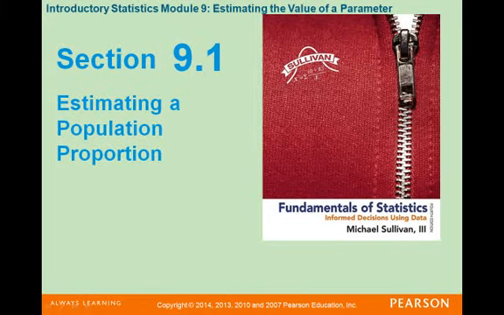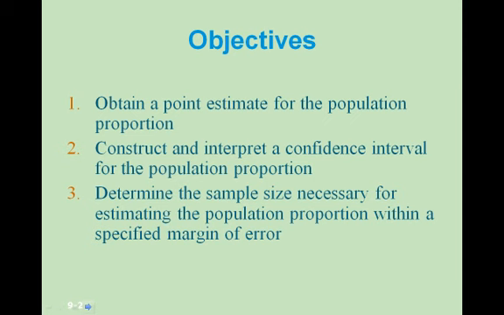Chapter 9, Estimating the Value of a Parameter. Section 9.1, Estimating a Population Proportion. We will look at these three objectives in this section.